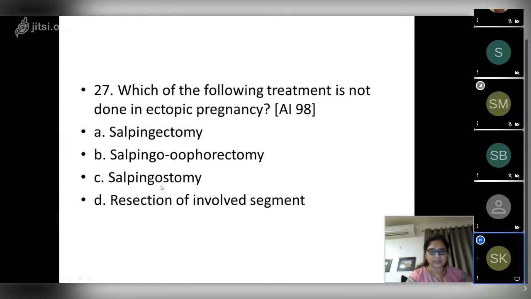Ostomy means you're just cutting open the tube, right? You're cutting open the tube, removing the contents of the ectopic, and then suturing it. That is salpingostomy. In the resection of the involved segment, you remove only that part of the tube which has been affected, and the rest of it you leave. So that is resection of the involved segment, or it is also partial salpingectomy, right? So what is the question? Which of the following treatment is not done in ectopic pregnancy? You do salpingectomy or no?